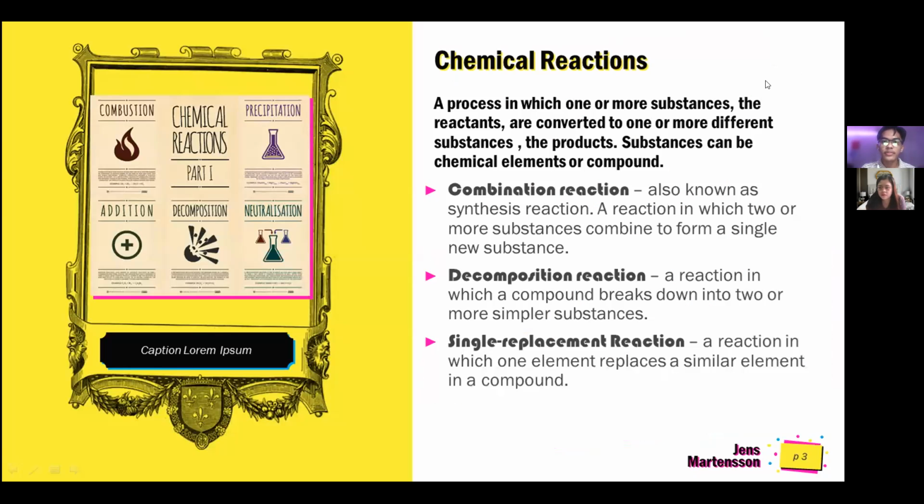So we have 5 different types of reaction. A chemical reaction is a process in which one or more substances, the reactants, are converted to one or more different substances, the products. Substances can be a chemical element or compound.